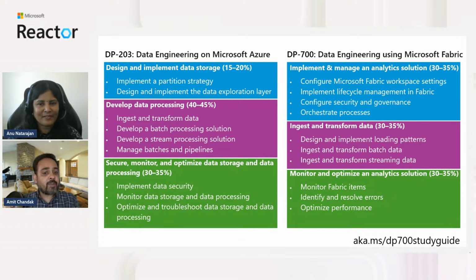Here, what would happen is lifecycle management, security, and governance. So please remember, security and governance play a big role here, and leveraging the Fabric unified ecosystem for performance optimization. That's a great point, Amit, that you highlighted, because security and governance has a big emphasis when it comes to the DP-700 exam.